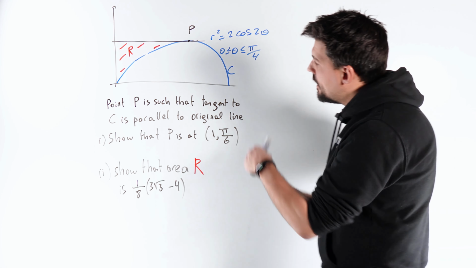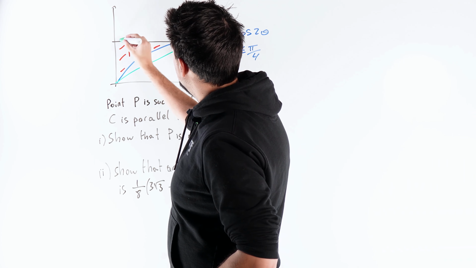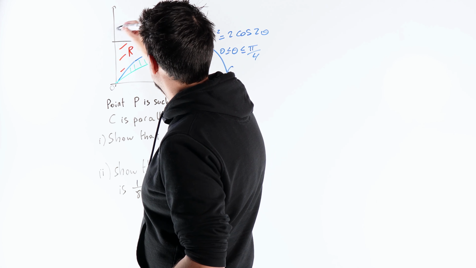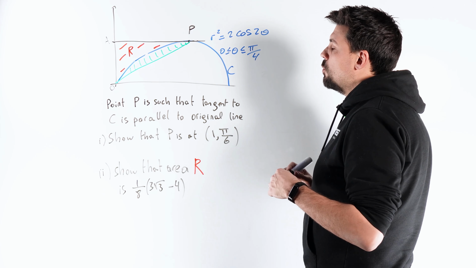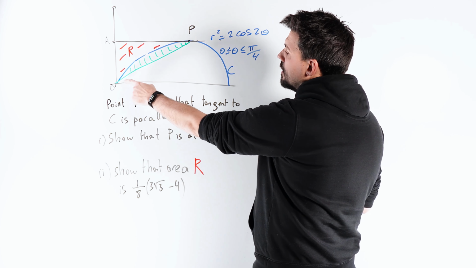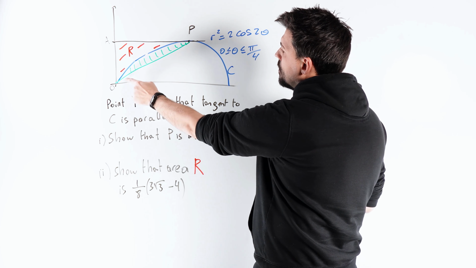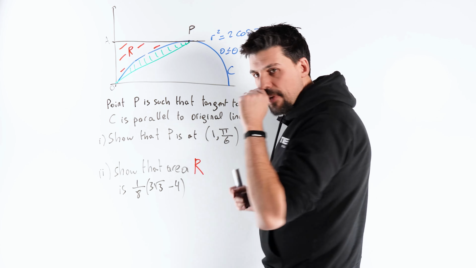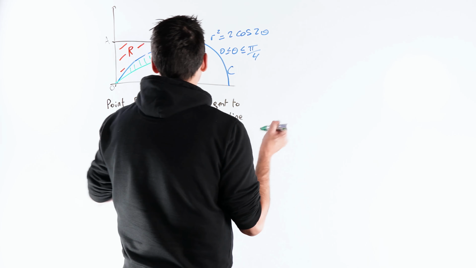Now, what are we going to do to find this area R? Well, what we are going to do is this. Let's call this point there point A. It doesn't really matter. The idea is this. We can easily find the area of the triangle OAP. We can find the area of that green thing, and then we can figure it out. So let's start with the area of the green part.